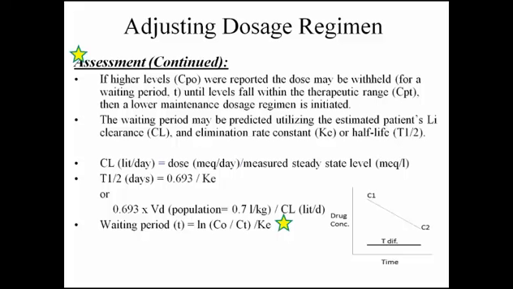So if you have a level C1 declining to a level C2 and you have the time difference, you can calculate KE. On the other hand, if you have the population KE or the individualized KE for the patient, and you have level 1 which is high, and you want to know how long it will take until it gets to level 2, then you solve for the time difference using this equation.